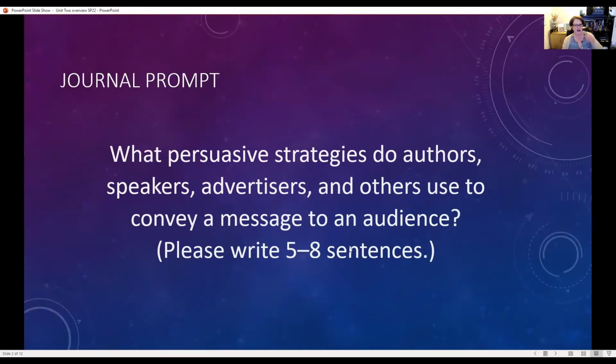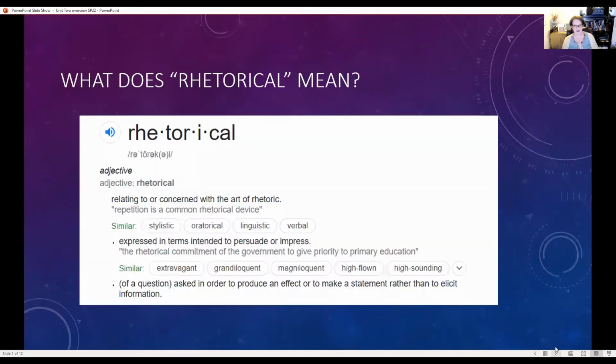Here on this slide, of course, I just have a repeat of the journal prompt regarding what persuasive strategies authors, speakers, advertisers, and others use to convey a message. And I want you to write about 5 to 8 sentences on that. And again, this is not required, but it is extra credit. So if you do it, you will get 1 extra credit point tagged on at the end of the semester.